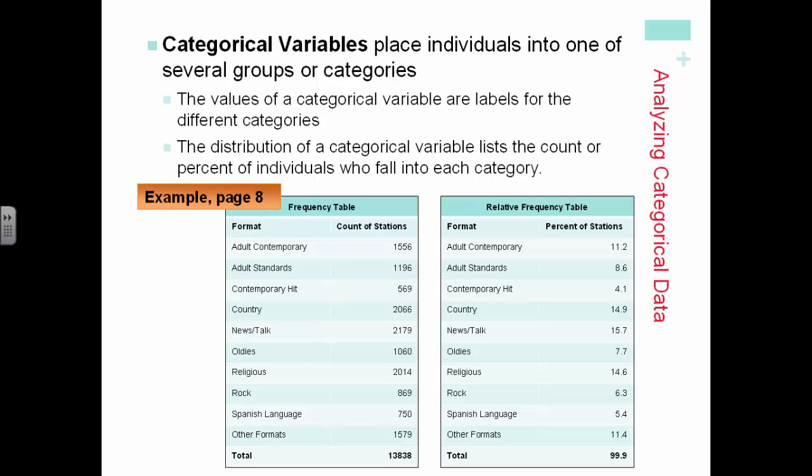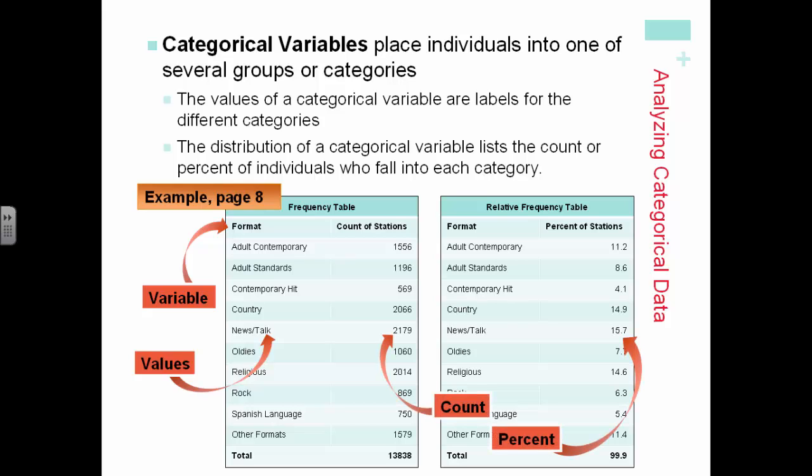Here's an example. Notice we have a frequency table, and we have the format for different types of stations for music, and the counts of how many stations there are. Here's our variable, our values, and our count. On the second one, notice that we have the percent of stations. A frequency table generally lists amounts or counts by numbers, and a relative frequency table typically lists percentages.